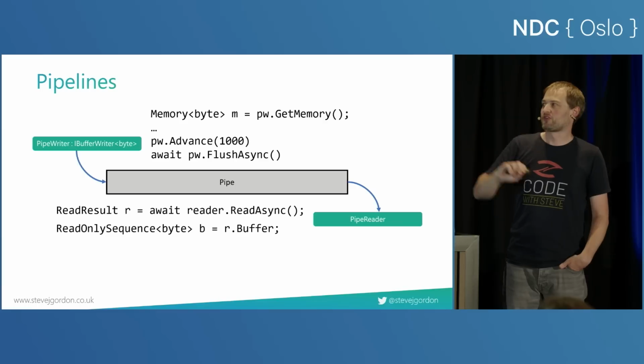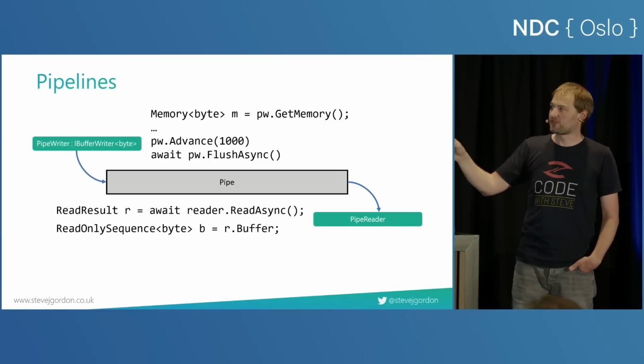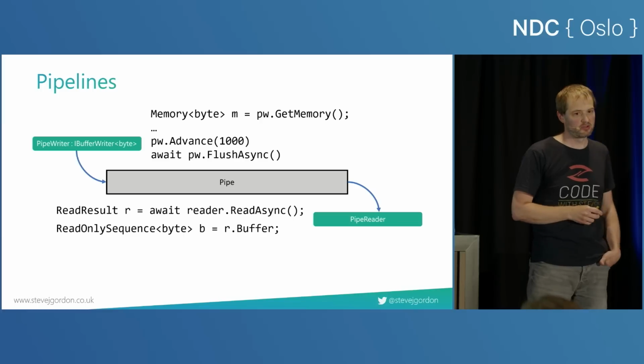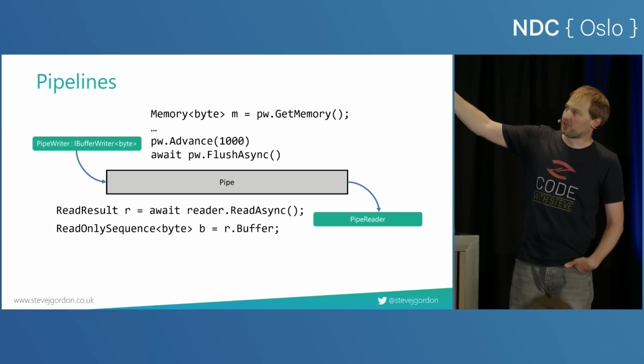The read async method returns a read result, and on the read result we can access this thing called a buffer, and this gives us this read-only sequence of byte. So why read-only sequence of byte on the way out but a memory on the way in?